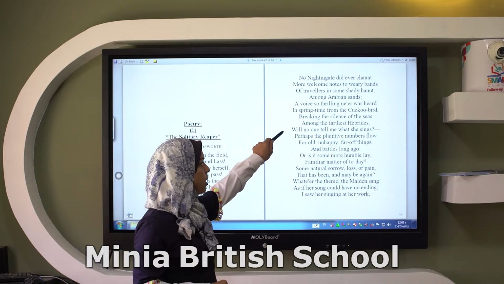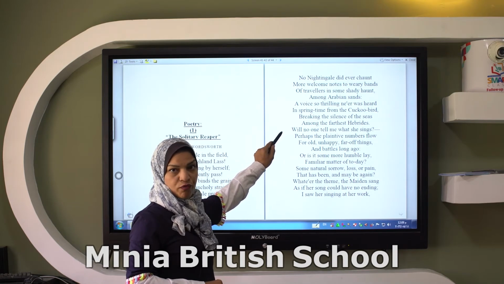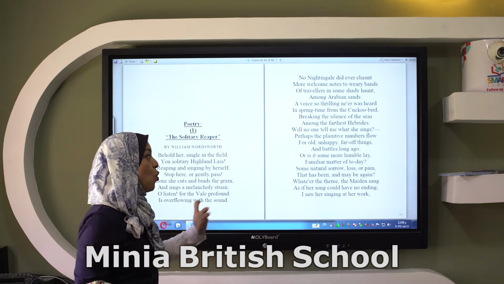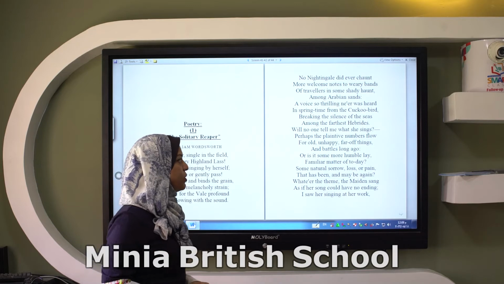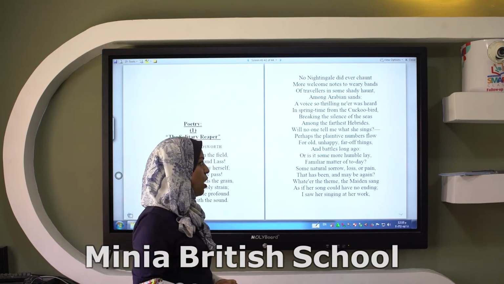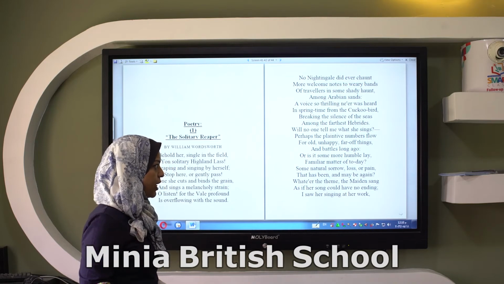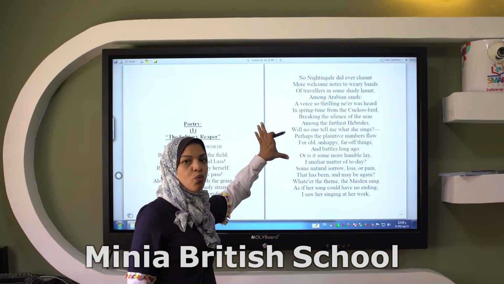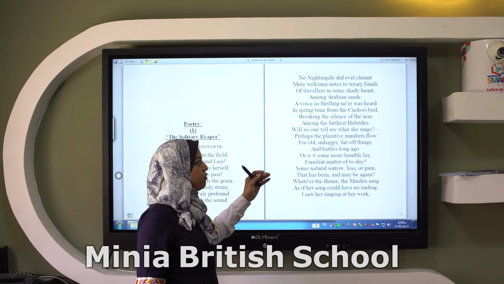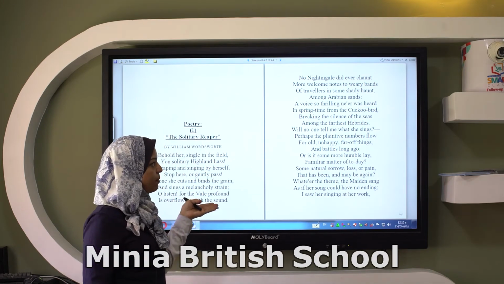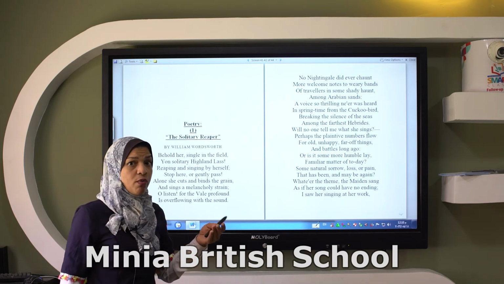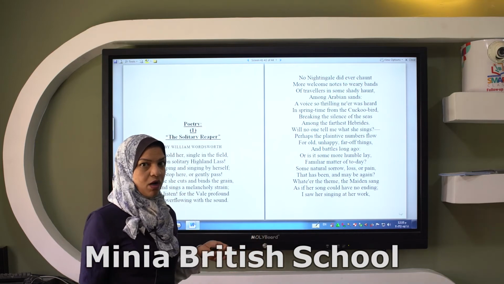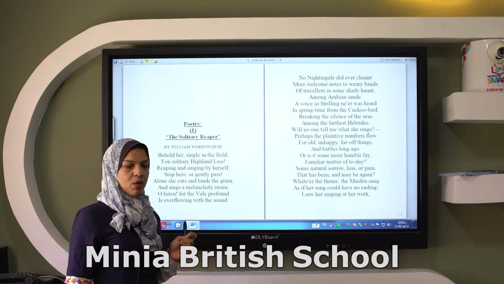Here is the part when the poet started being confused about what she was singing. "Perhaps the plaintive numbers flow for old, unhappy, far-off things and battles long ago, or is it some more humble lay, familiar matter of today?" So this is the stanza in which the poet was unsure or uncertain about what the lady was singing. He didn't know if she was singing about unhappy days, or about days from the past, or about battles in the past. He was not absolutely certain about what she was singing.